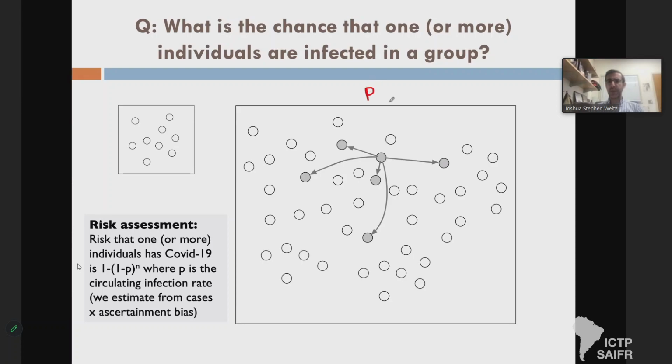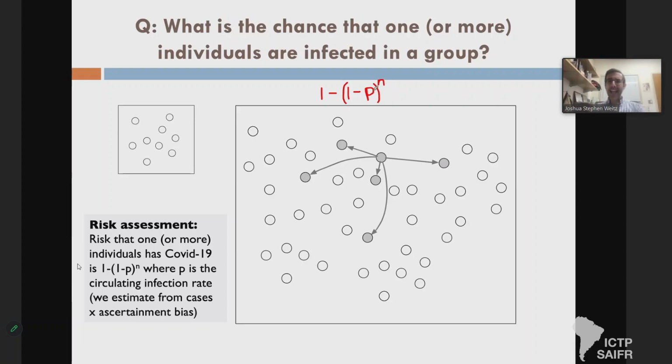And just to make the point here, if P is the probability that someone is infected in the local population, 1 minus P is the probability they're not infected. And if there's an event of size N, (1 minus P) to the N is the probability that no one in a group of size N is infected. And therefore, 1 minus (1 minus P) to the N is the probability that one or more individuals is infected in a group of size N. Made sense?